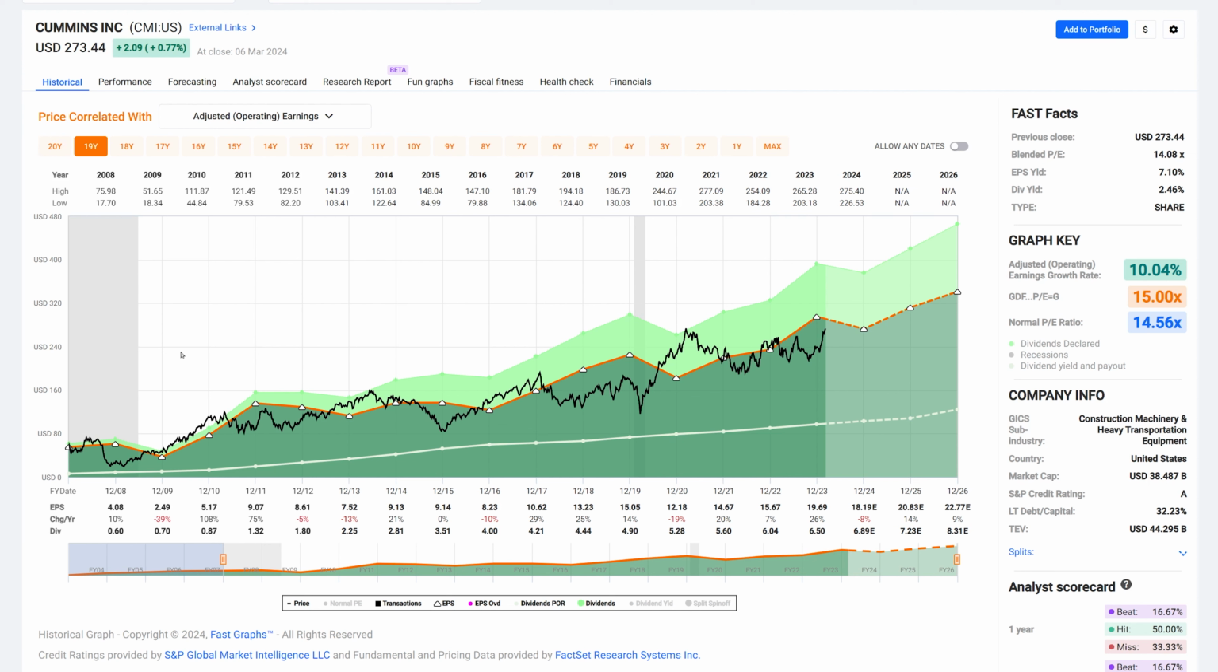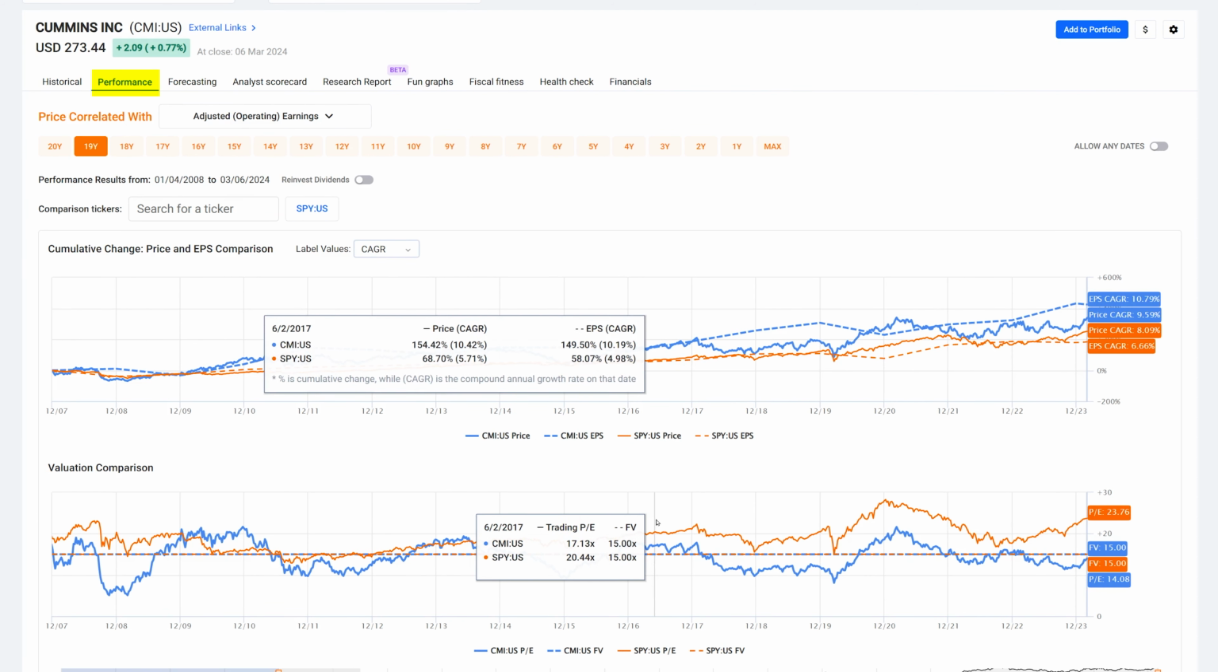Okay, so what you see here is a cyclical company with earnings growth of 10% that started out fairly valued and is ending very close to fair value. Okay, so we should have something that really mirrors that growth rate. Now, when I go into the new FastGraphs performance report, let me first of all orient you to some of the features of the graph.